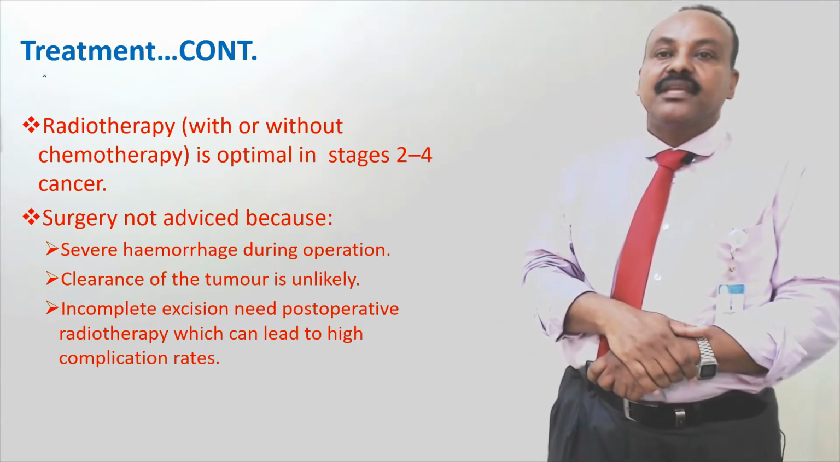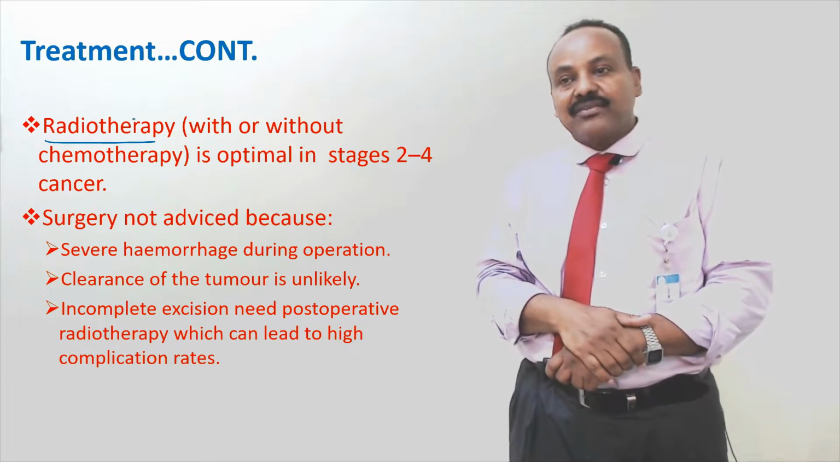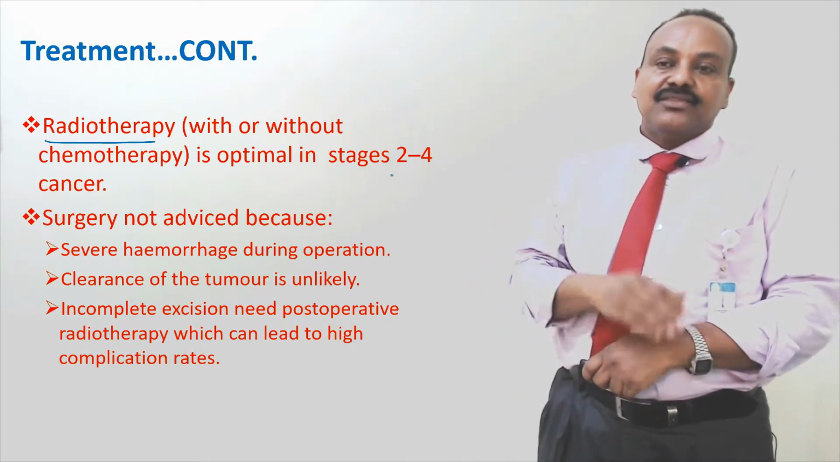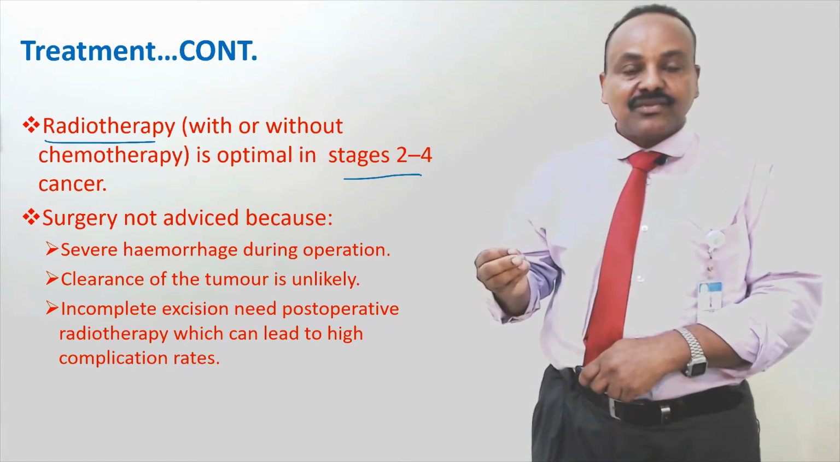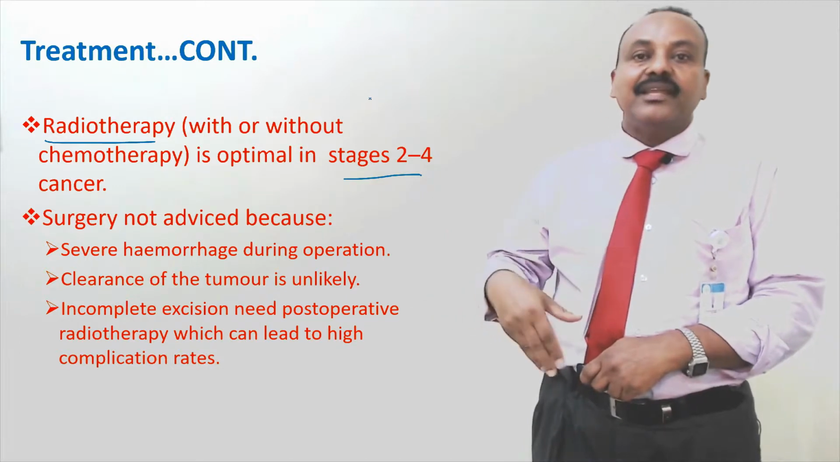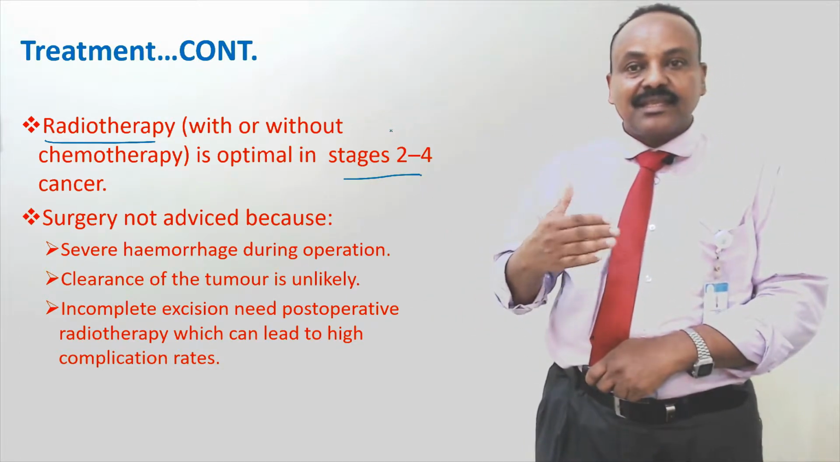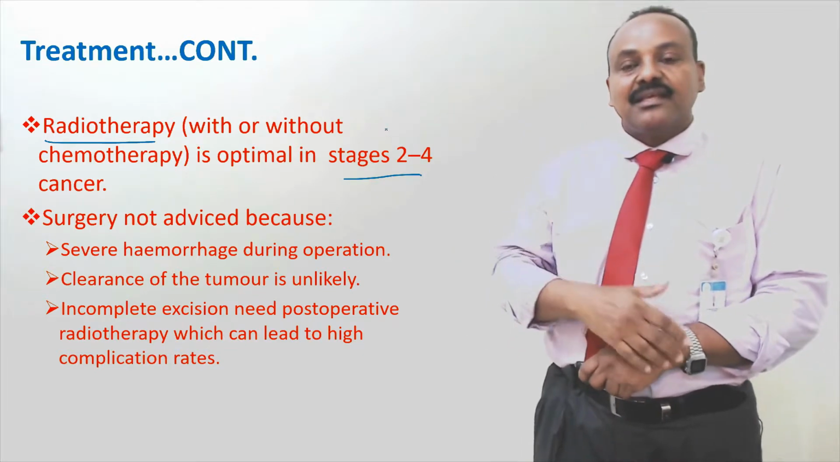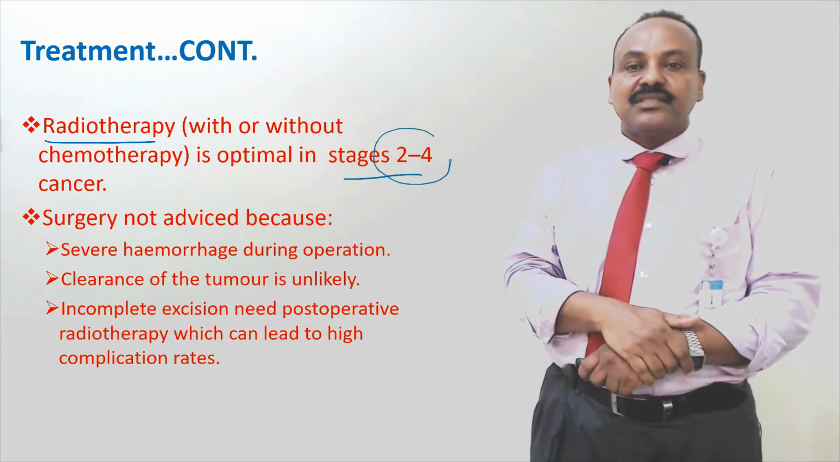Radiotherapy. Radiotherapy with or without chemotherapy is optimal in stage 2 to 4. Here, in stage 2 to 4, the disease is at a late stage and has spread, with even lymph node involvement. Whatever you do by surgery, you cannot clear the tumor, so you need to do radiotherapy.